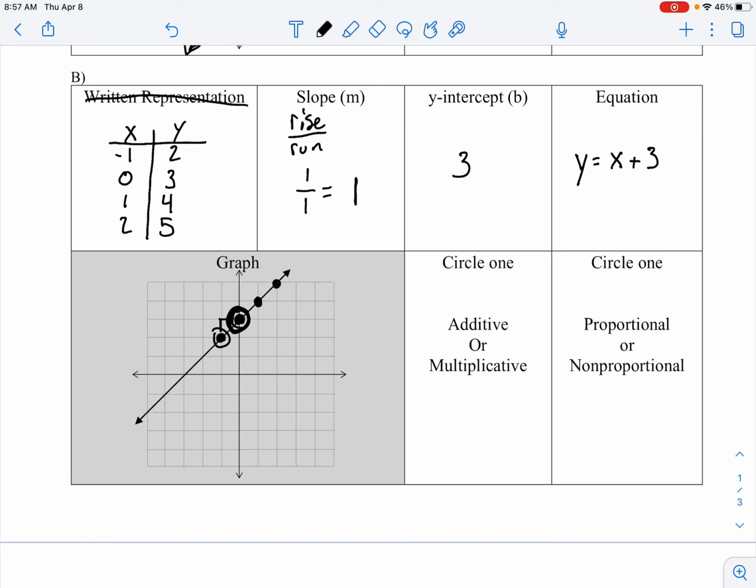And remember, additive equations are never proportional. They are non-proportional because we do not get equal ratios when we divide our y by our x.